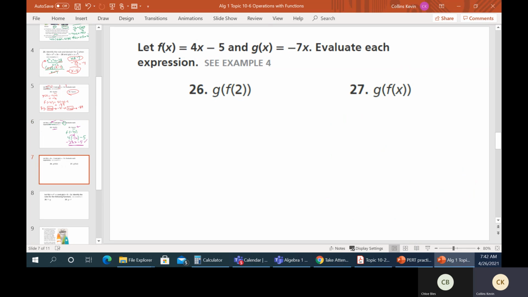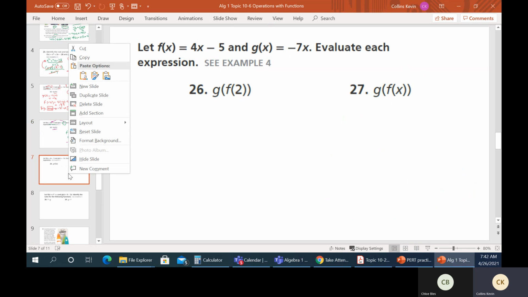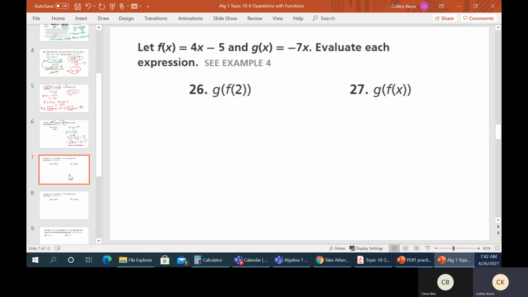All right. So I'm going to go ahead and duplicate this slide now before I write all over it, so we can do both problems here. All right. So same deal. Looks like they're using the same functions, right? This time we're plugging into f first, right? So we're going to plug 2 into f. So instead of being x, that's going to be 2. So we do 4 times 2, that's going to be 8. 8 minus 5 is 3. So f of 2 is going to equal 3. Okay, cool.